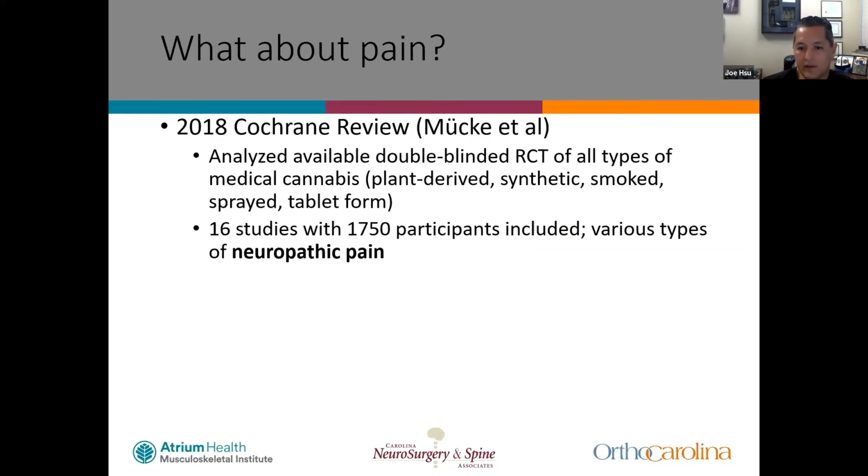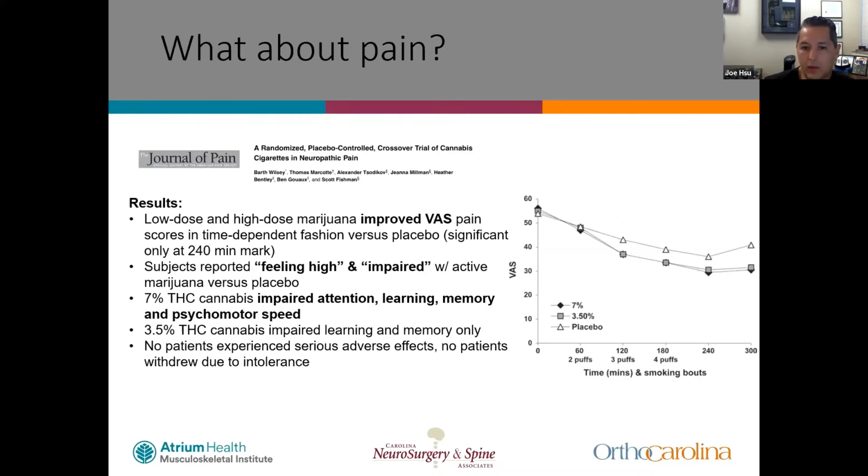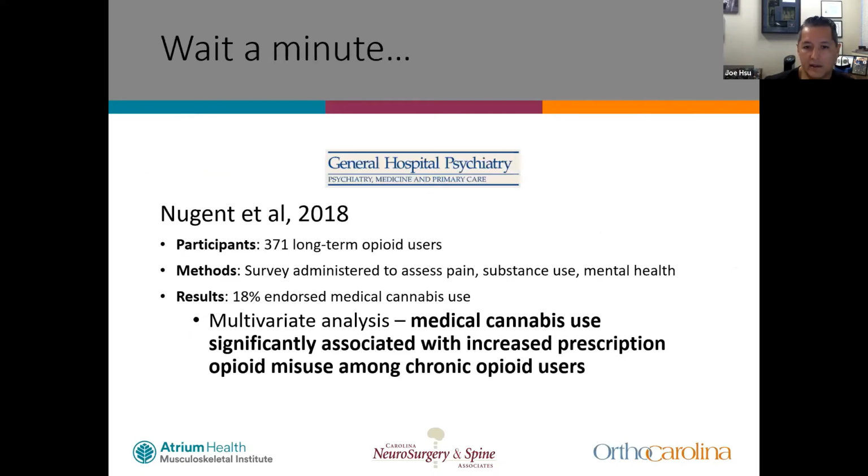If you look at evidence-based reviews like this Cochrane database review, they looked specifically at neuropathic pain. They did have some pain relief compared again to placebo, but significantly more adverse events and incidents of psychiatric disorders. It did improve visual analog scale again compared to placebo, but there also is this feeling of high and being impaired. At the higher doses, this impairment not only involved attention and learning, but also intentional learning and memory, and it also involved psychomotor speed. So it actually had physical effects at the higher doses of THC.